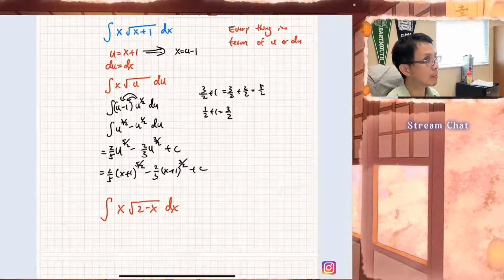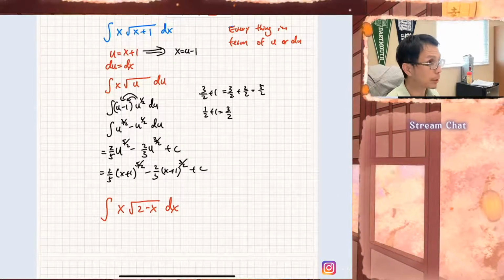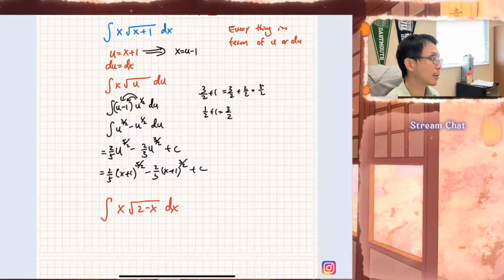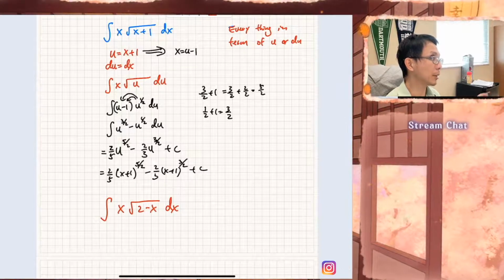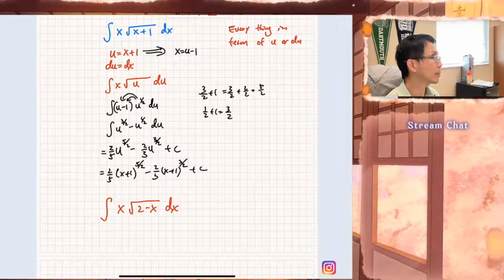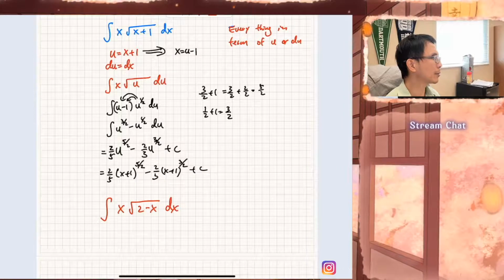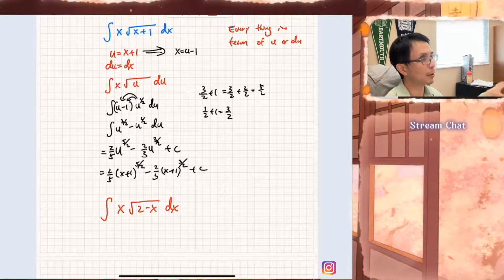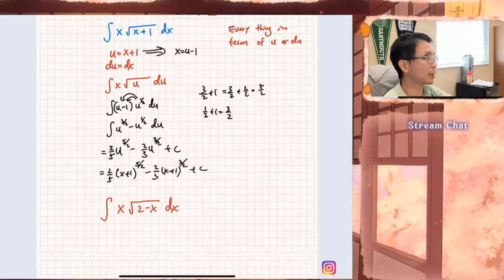Can you have a negative du? You can. That negative du is just negative 1 times du. So you can distribute a negative 1 to the other terms. Do you see what I'm saying? Just pretend that it's negative 1 times the whole function. Don't worry about the du.